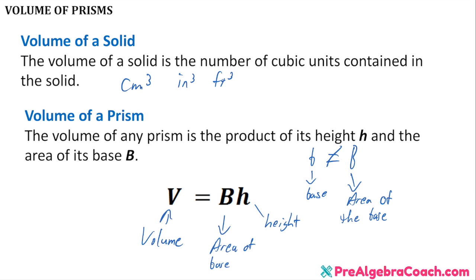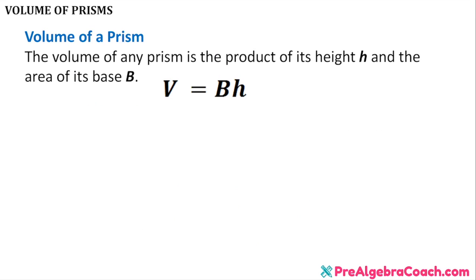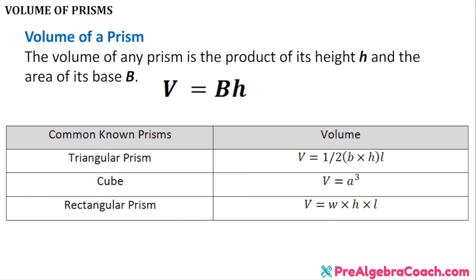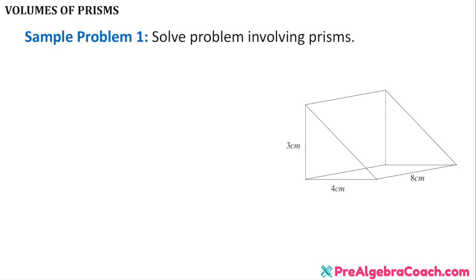A lot of times in STAR, they will already give you capital B for you to find either the volume or the height with capital B. Here are the shortcut formulas. We really don't use them much in 7th grade, but they do exist if you'd like to use them. Okay, here's our first problem.